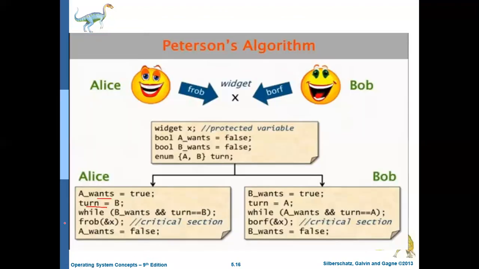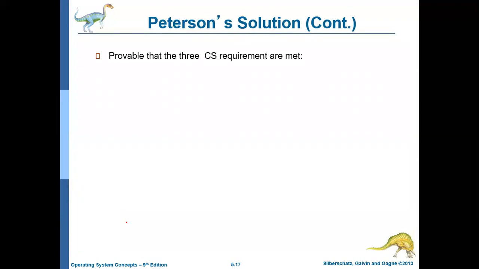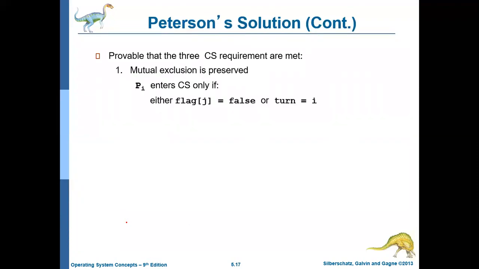Here mutual exclusion is satisfied. If Alice is in the critical section, then Bob will not enter the critical section. Similarly, if Bob is in the critical section, then Alice will not enter. If Alice is in the critical section, then A wants will be true, so Bob will not enter. Similarly, if Bob is in the critical section, then B wants will be true, so Alice will not enter the critical section. So mutual exclusion is satisfied.